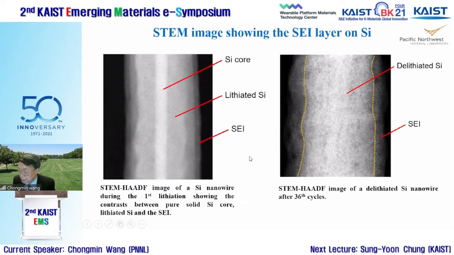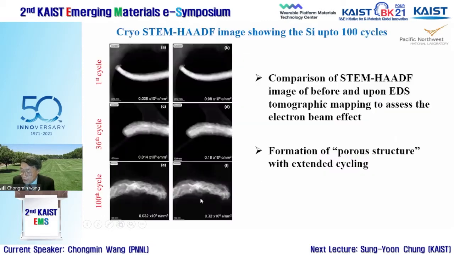So the first cycle, and then after 36 cycles, you can see you get a little bit of porous structure in here, and the SEI layer becomes thicker in some way, and that's really what's going on here. So we continue to cycle the battery with different cycles to see what's going on here. So that's really what we can see.